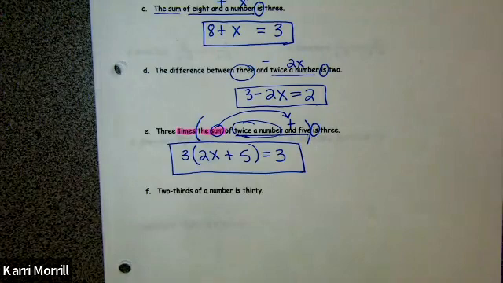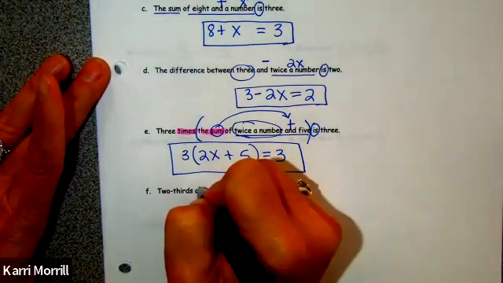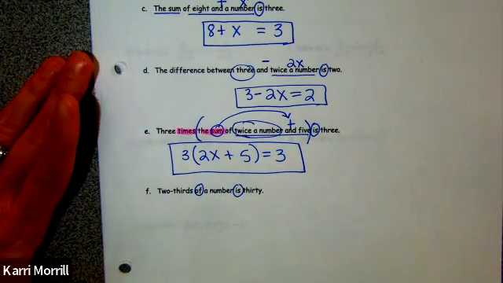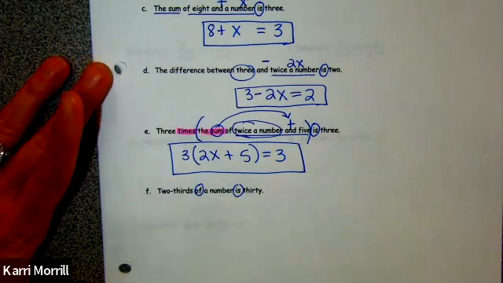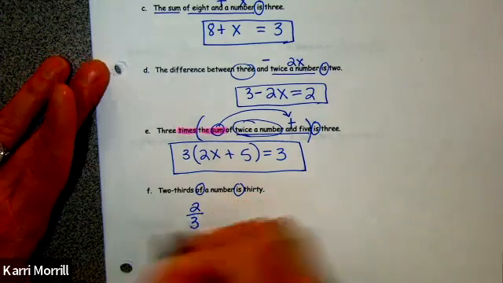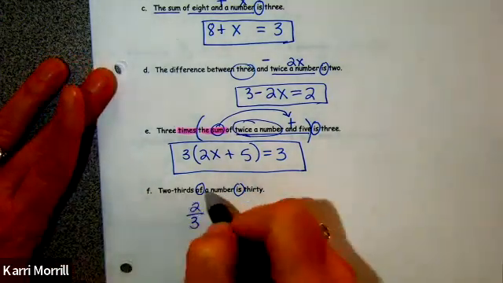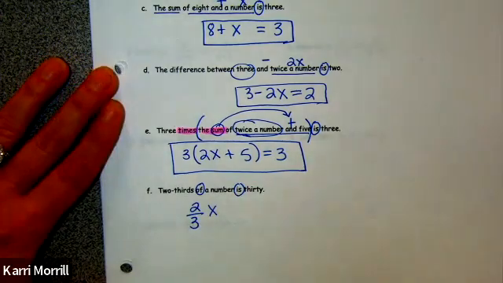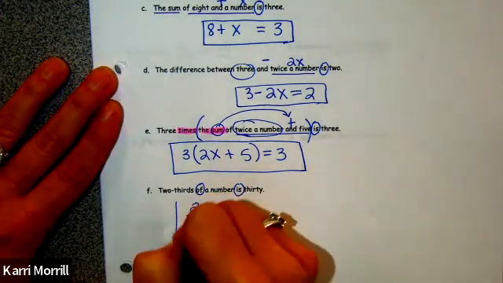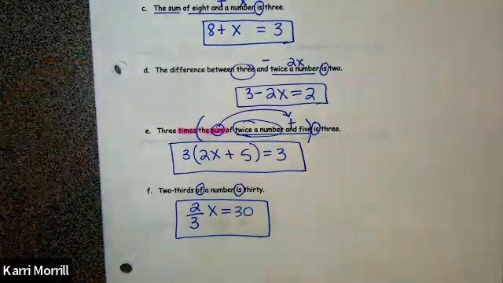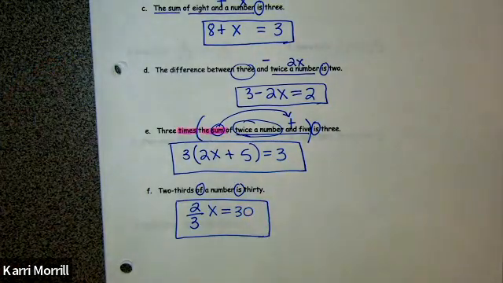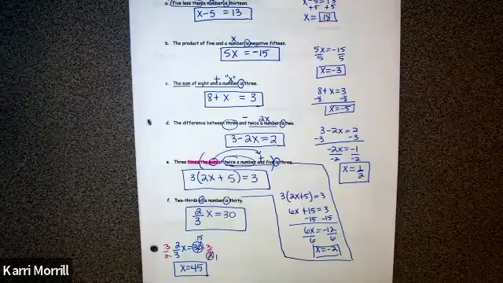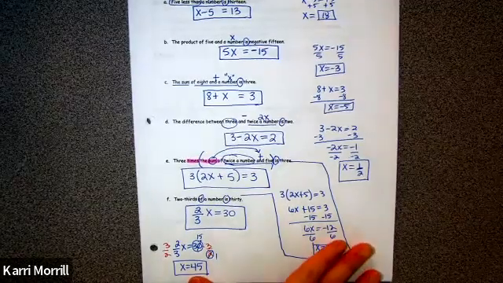And then letter F says 2/3 of a number is 30. So what does "of" mean you're going to do? Multiply, right? And if we do 2/3, we're just going to write it as a fraction. 2/3 of a number, so 2/3 x equals 30. So go ahead and take just a minute to solve those. I'm going to pause the recording. Please pause the video for those of you in front of me.